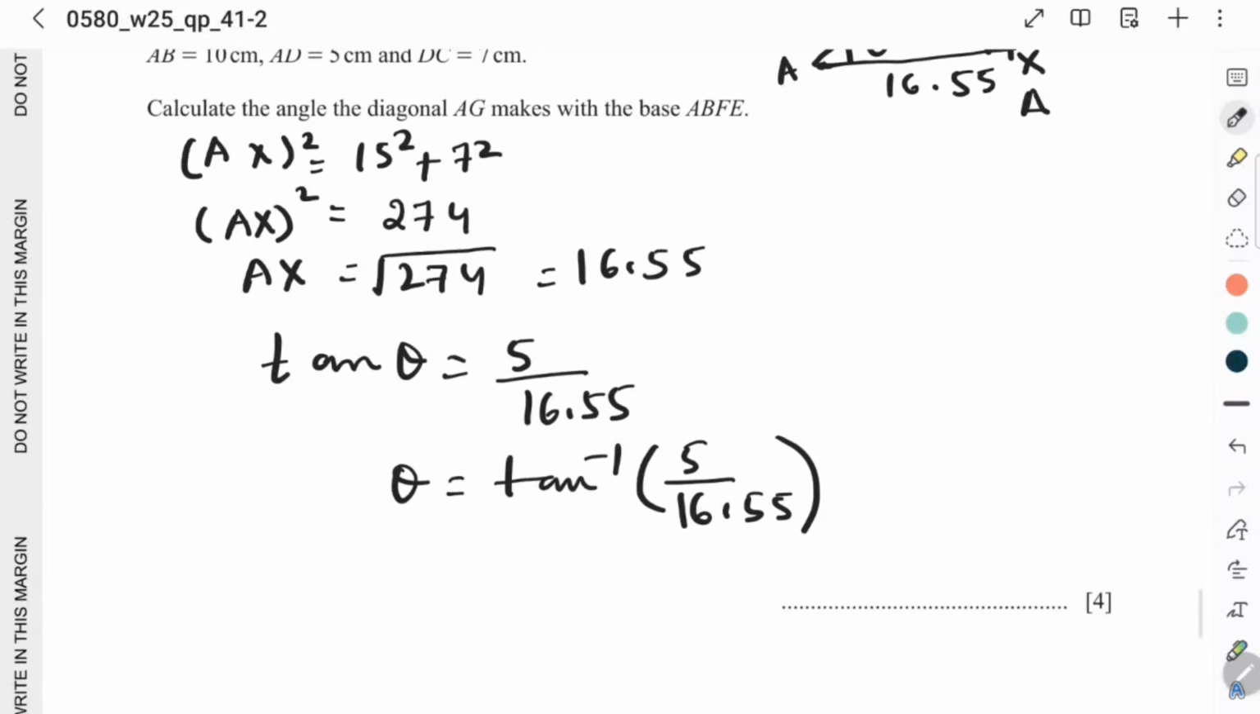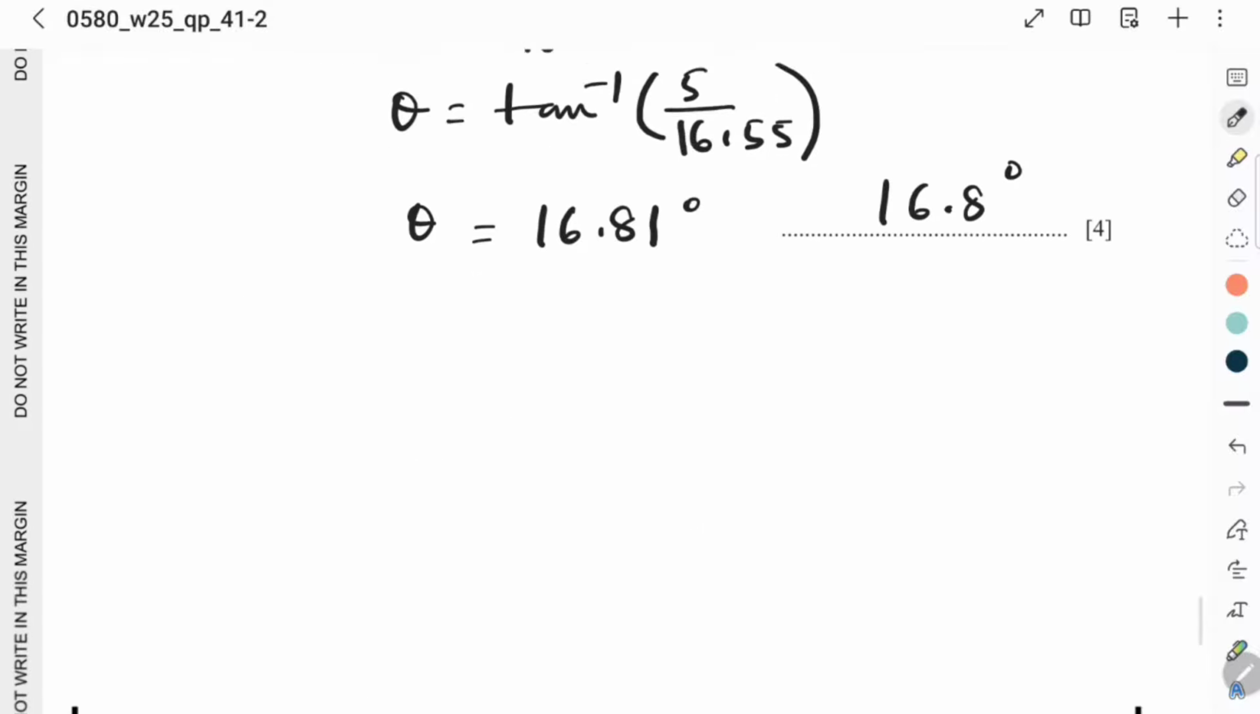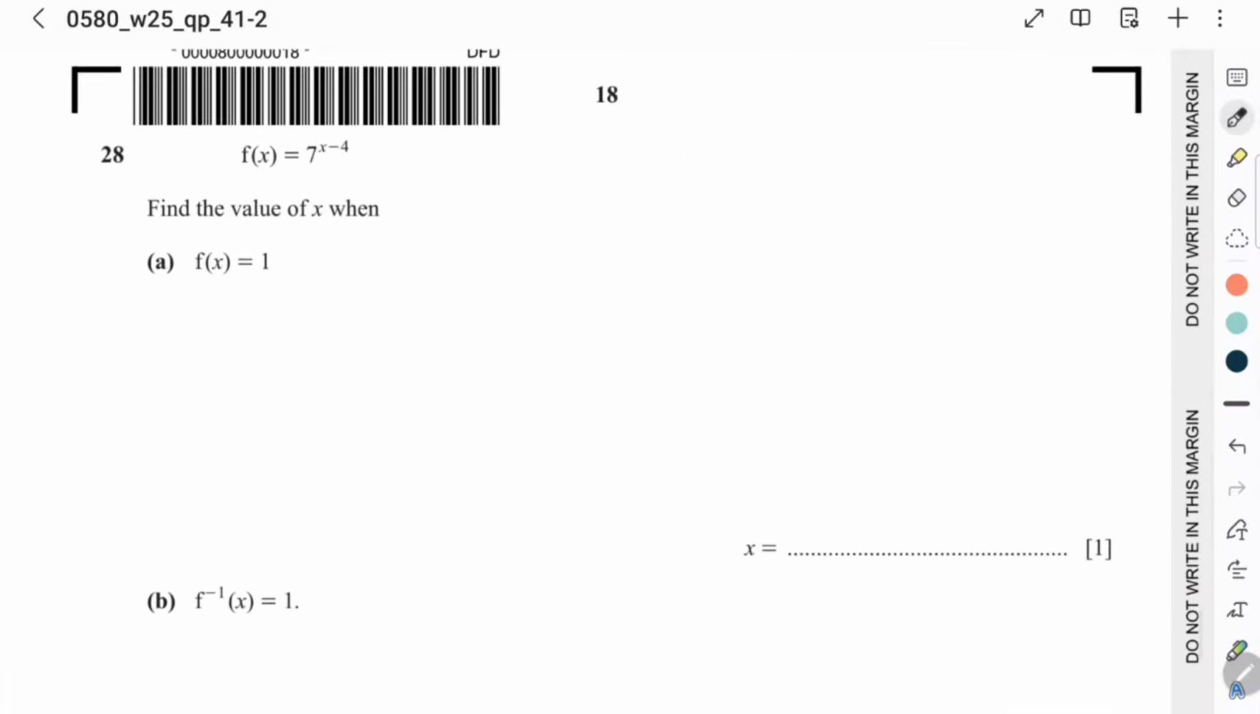I tell you, it's a slightly different question that came in the past paper before. Theta is 16.81 degrees, or 16.8 degrees. You can write down 16.8, it's acceptable. Okay, now question number 28.